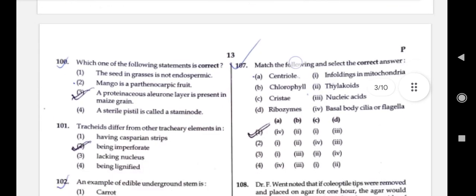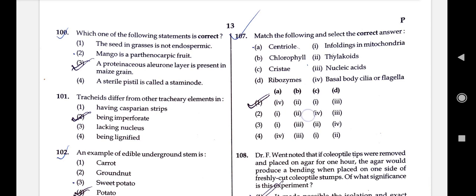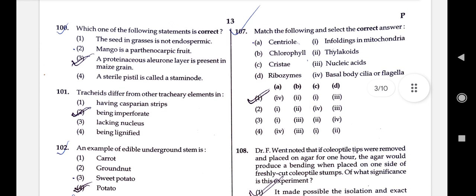Now we will see question number 100. Which one of the following statements is correct?